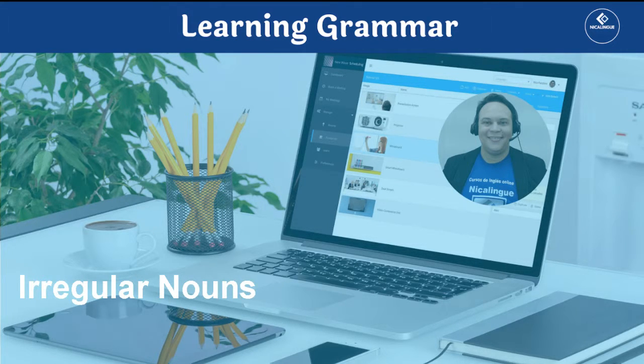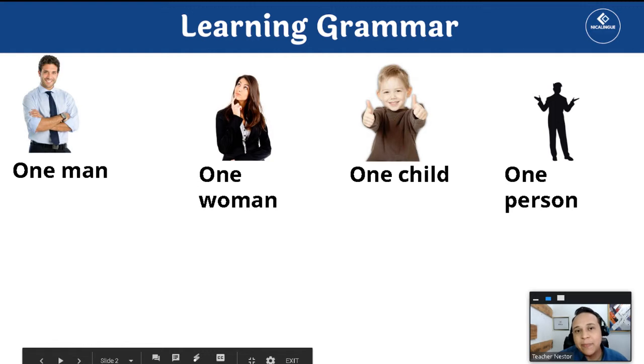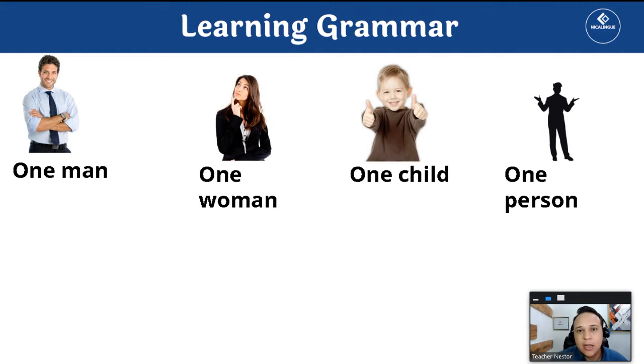I'm teacher Nestor, and in today's class, we will talk about irregular nouns. That's right, irregular nouns. We call them irregular nouns because when you turn them into plural, their structure changes. Let's take a look at the following example. We have one man, one woman, one child, one person.